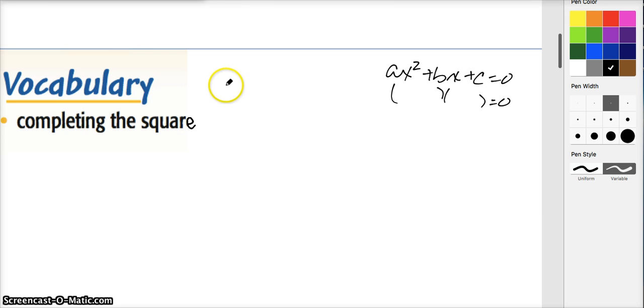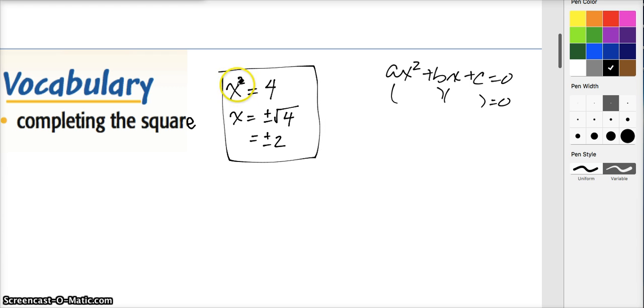So what I want you to remember is if I gave you a problem like this, let's say x squared is equal to 4, you would not try to factor it. You would look at it and say, clearly, if x squared is equal to 4, x must be equal to plus or minus the square root of 4. And that continues on to tell me that x is equal to plus or minus 2. This is the concept that we're going to be exploiting when we complete the square. But we're going to build to it first.